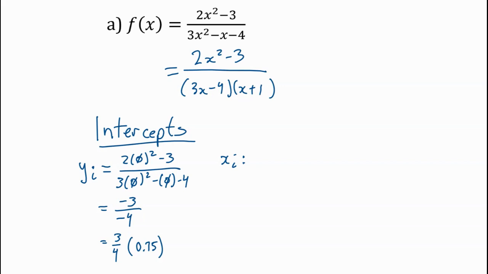Well, if I put 0 in for y, or f of x, when will the right side equal 0? When the top is 0. A fraction is equal to 0 when the top is 0, when the numerator is 0. That's when the entire fraction will be 0. What happens when the bottom is 0? Well, you can't divide by 0, so that's not equal to 0. So it's only when the top is 0.